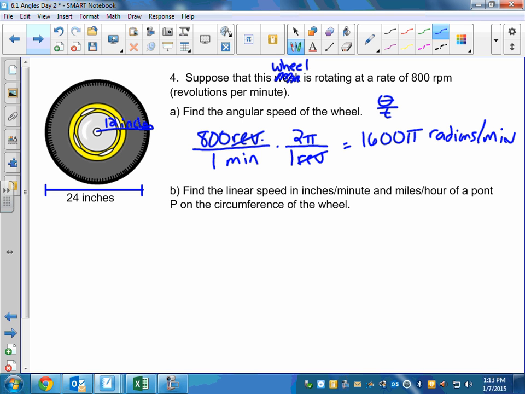Normally we don't write out the word radians, but because we're talking about a unit of measure, I'm going to leave it in there. It's really hard for me to imagine, which is why linear speed is something that we visualize a little bit better, maybe.